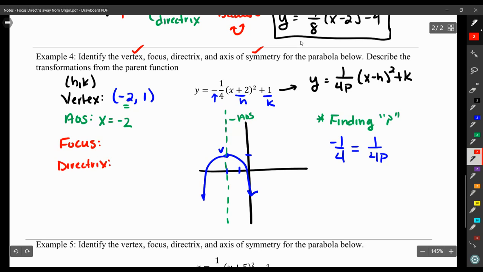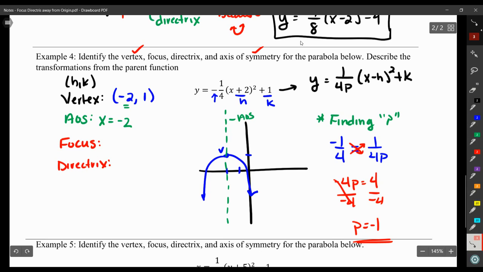So what we have is a proportion. So we're going to use cross multiplication to solve. So negative 1 times 4p is negative 4p. 4 times 1 makes 4. And then we're going to divide out the negative 4 in order to get p alone. So p is equal to a negative 1.